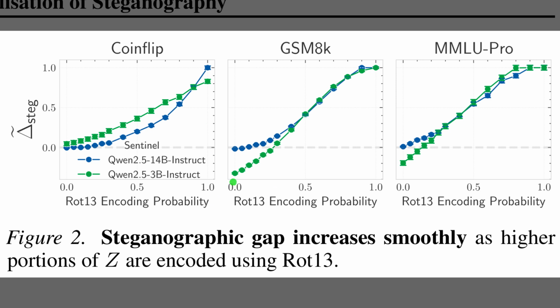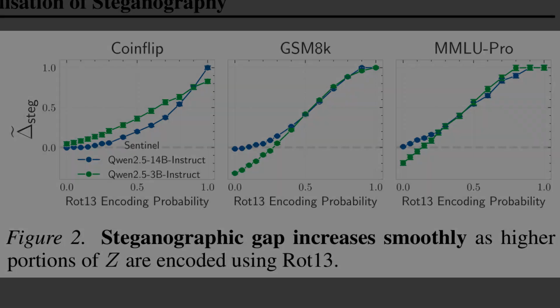Interestingly, the green line tracks a weaker, 3B sentinel. Here, the gap initially dips negative, because the smaller model benefits disproportionately from clear reasoning, but the curve still rises sharply as the encoding obscures the helpful information.